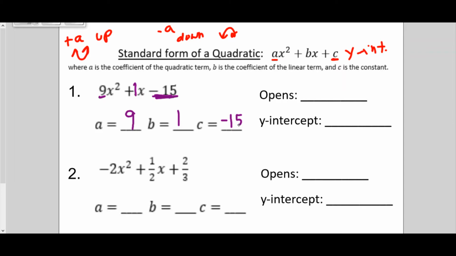So let's go ahead and answer the questions. Does the graph open up or down? So we're going to look, a is 9. We identified a. 9 is positive, so this means the graph is going to open up like that. And then what's the y-intercept? The y-intercept is the c value. It's your constant. So my constant is negative 15. So for my y-intercept, I'll just write negative 15. And if you'd like it as an ordered pair, you could say it's 0, negative 15.